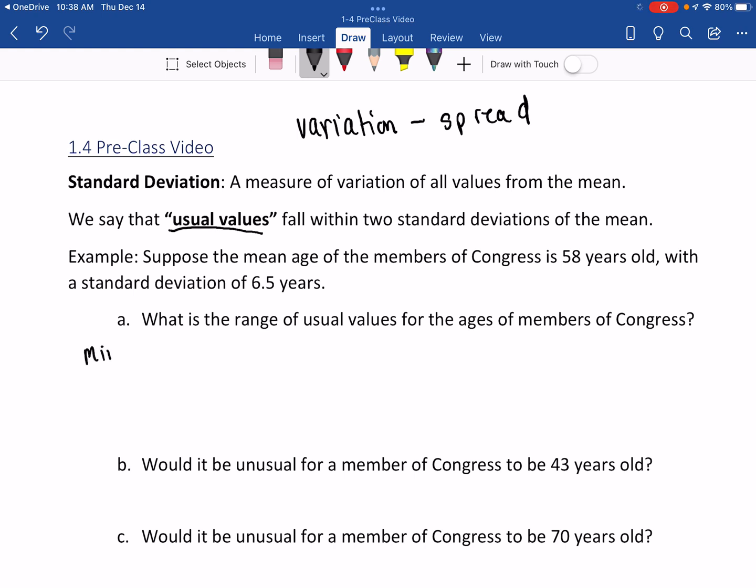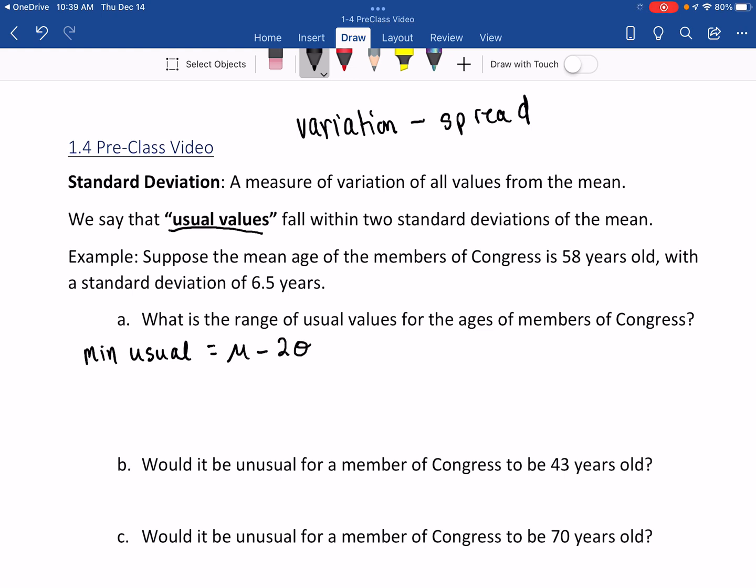So if I have the age of Congress members, if the mean is 58 years old with a standard deviation of 6.5 years, then I could find that minimum usual value by saying, okay, the mean, maybe that should be a mu. I'm going to change it. It should be the mean minus 2 standard deviations.